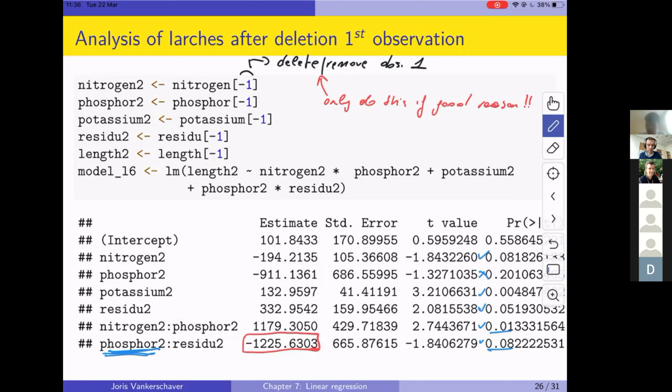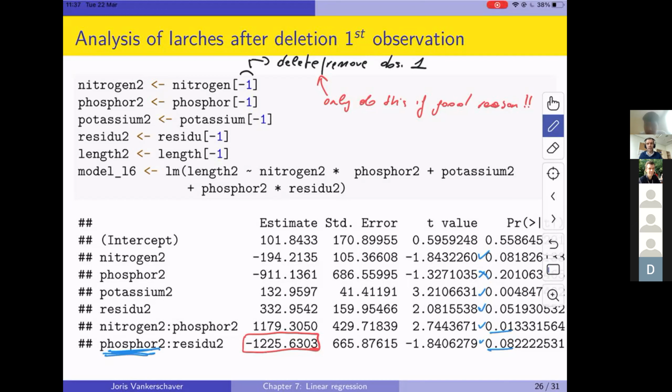With the Japanese larches, we've identified that observation 1 is an outlier. That does not necessarily mean that we have to remove it from our data set. I don't know what the values are, but if you look at a scatter matrix or a set of scatter plots and you pick out observation 1, chances are that it will have values for nitrogen, phosphor, potassium, and residual ash that are well within the range. So there will not be, in this case, a physical reason to say, oh, observation 1 is non-physical and has to be removed.